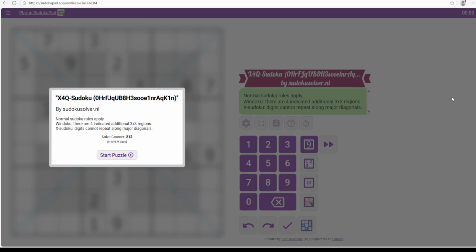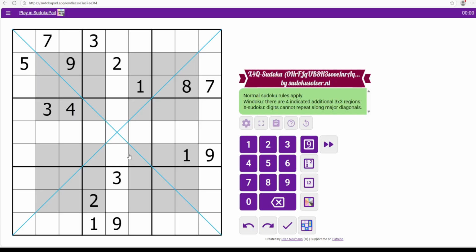So, Windoku X's are like normal Sudokus, except each of these grey boxes must also contain 1 to 9, and the diagonals must also contain 1 to 9.